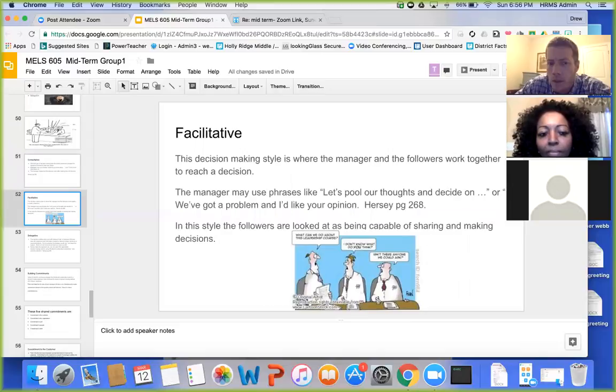Facilitative. This particular style is where the manager and the followers work together to reach a decision. So he's taking a lot more input from others, and they reach the decision together. The manager may use phrases like, "Let's pull our thoughts together and decide on," or "We've got a problem and I'd like your opinion." So he's asking for input with the problem, and everyone else is sharing and helping in making the decision. That was a good comic strip as well.